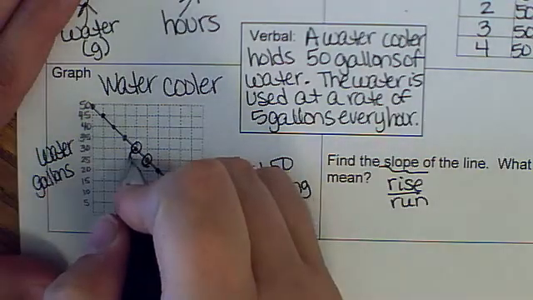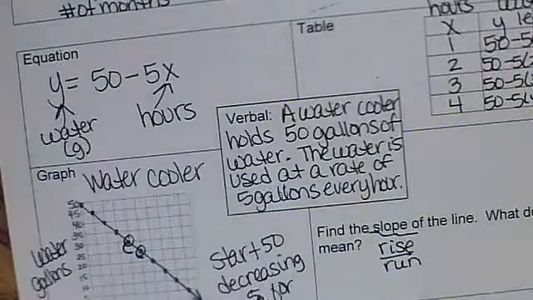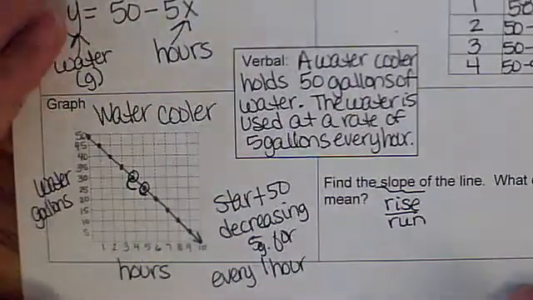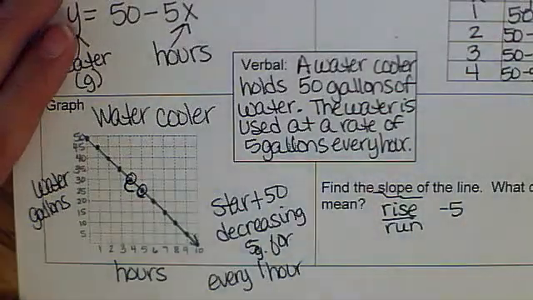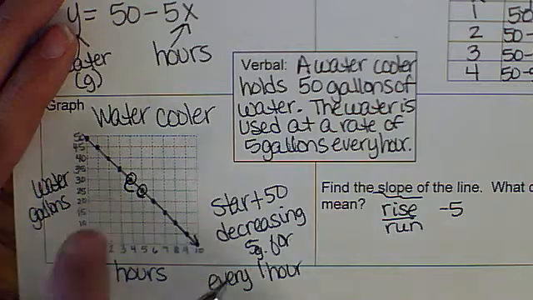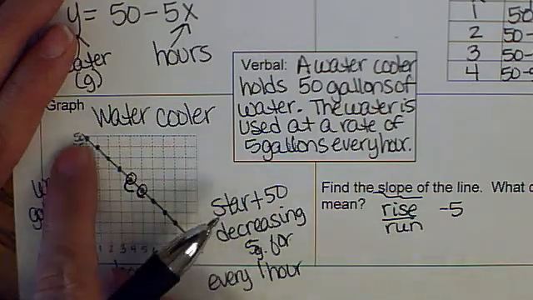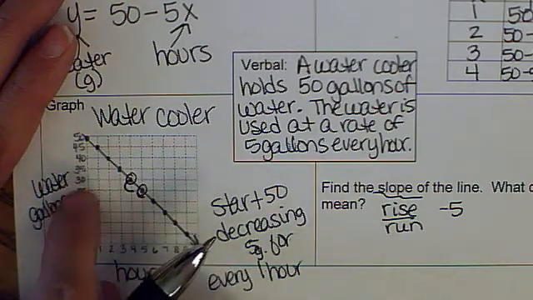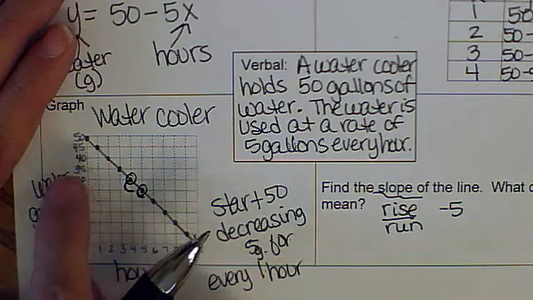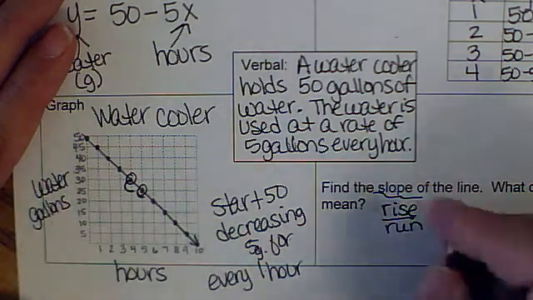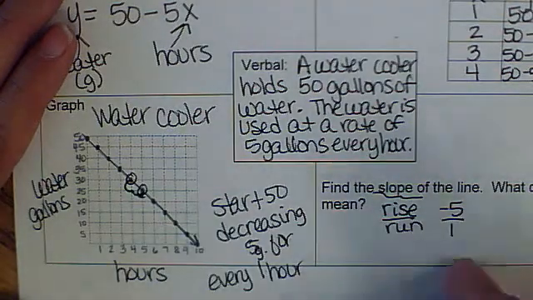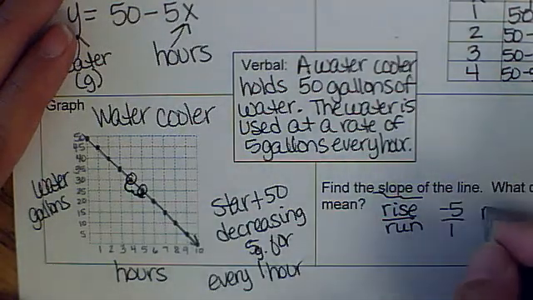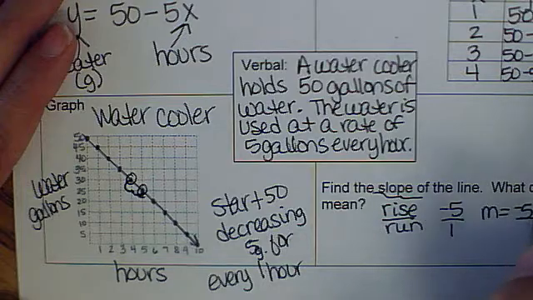So rise over run, how far down do I go? Now, when I look at that, that looks like I just go down 1, but it's not really 1. I'm really going down 5. Why am I going down 5? Because that's my scale. So I'm not really going down 1, I'm really going down 5 because I'm counting by 5s over here. What's my run? 1. Okay, so there's my slope. My m equals negative 5 over 1.